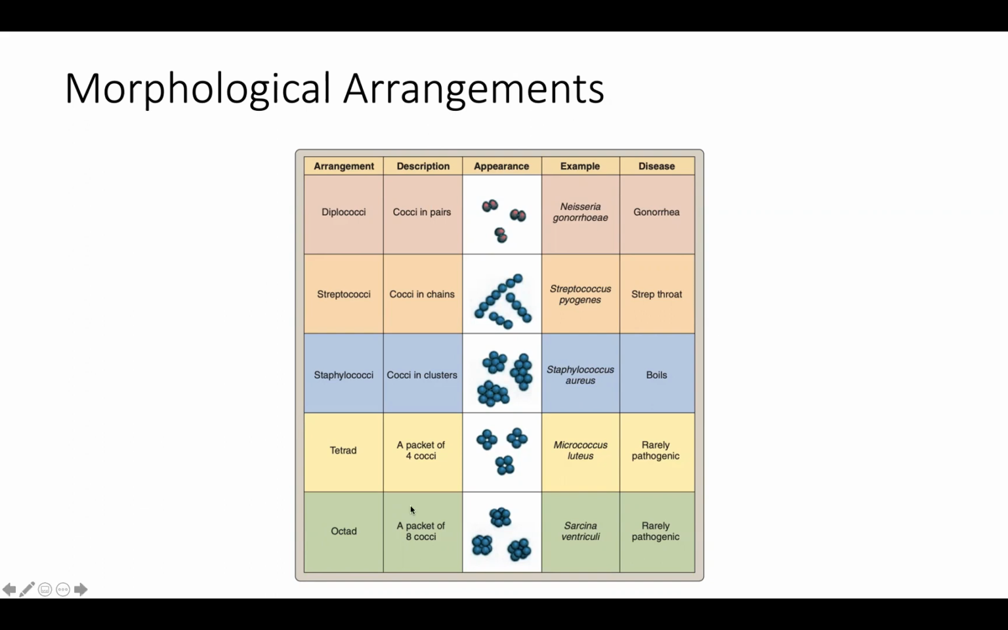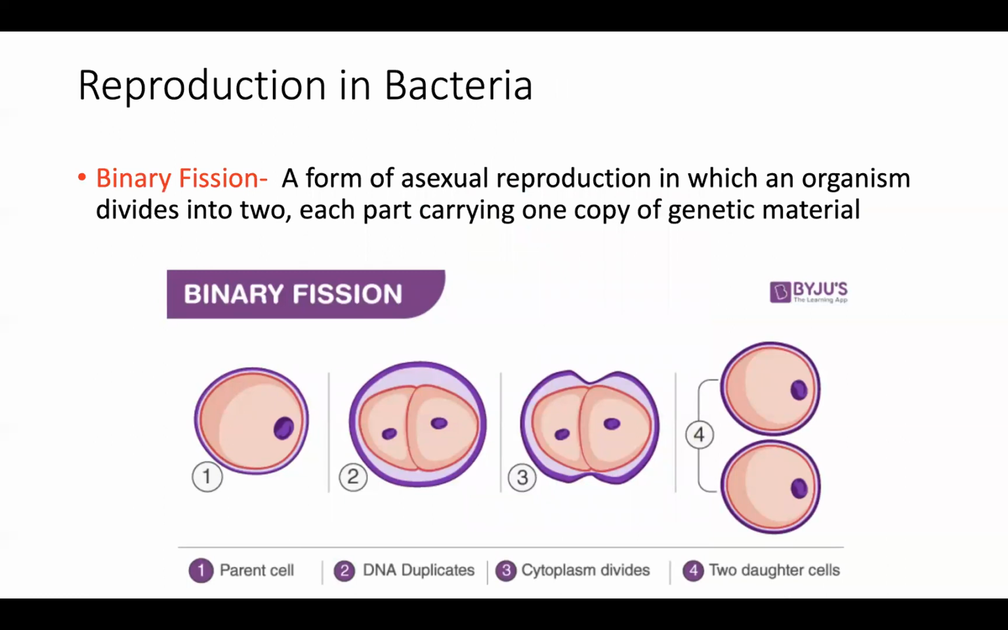Octads, groups of 8. Sarcinia. These are all examples of arrangements of cocci. We've got diplo, strepto, staphylo, so we've got clusters, chains, pairs, and tetrads. Again, these are morphological arrangements that we can see as we stain our bacteria.